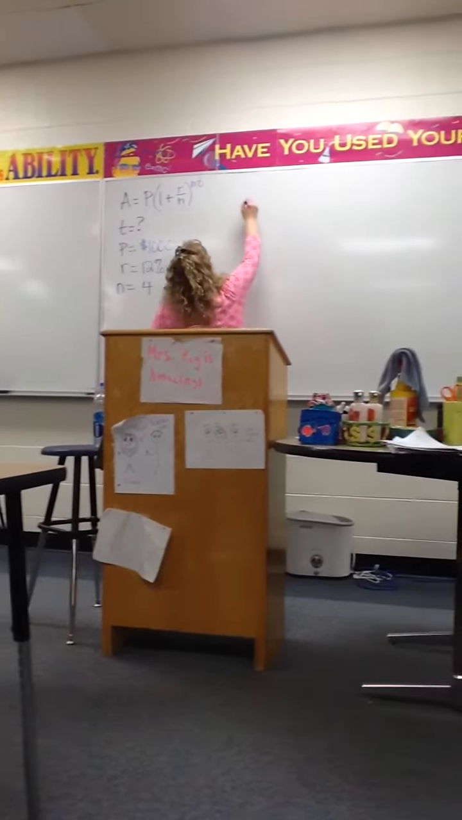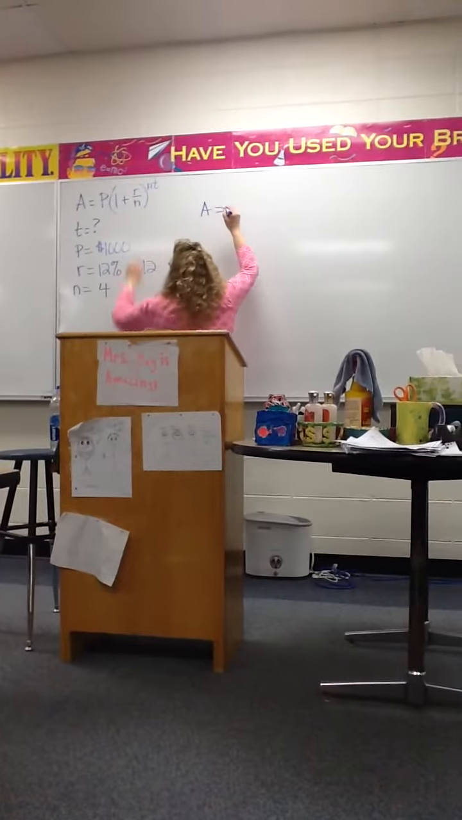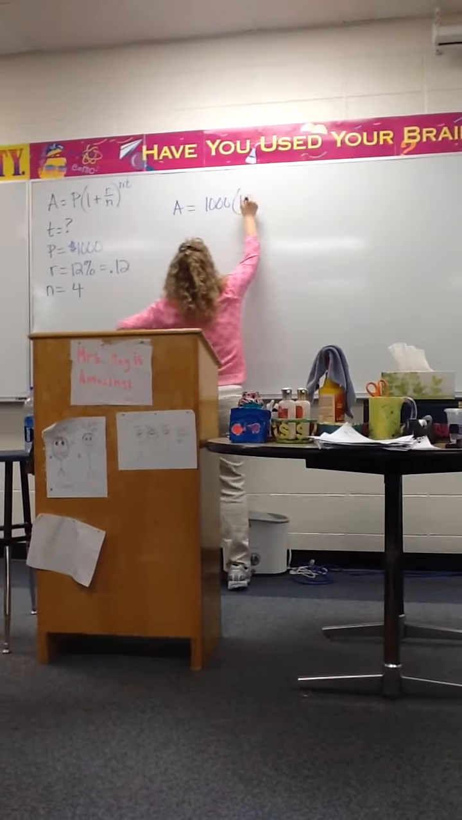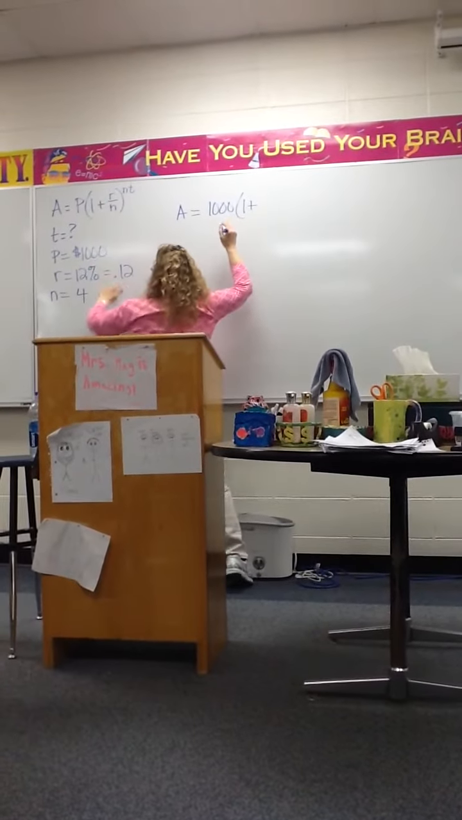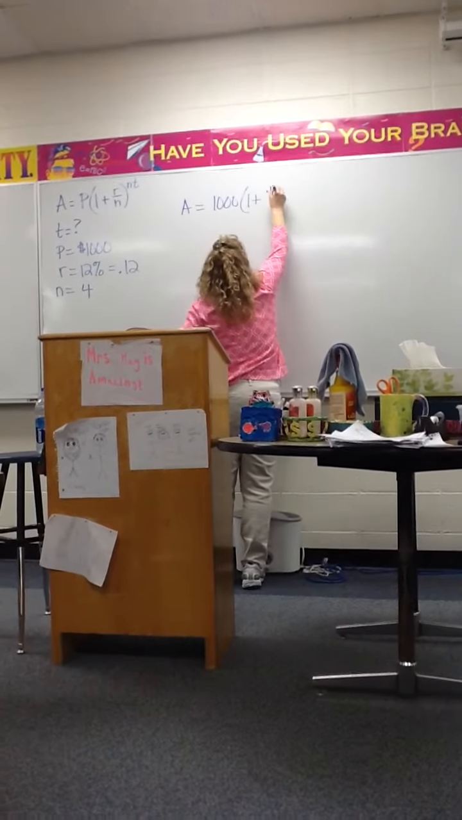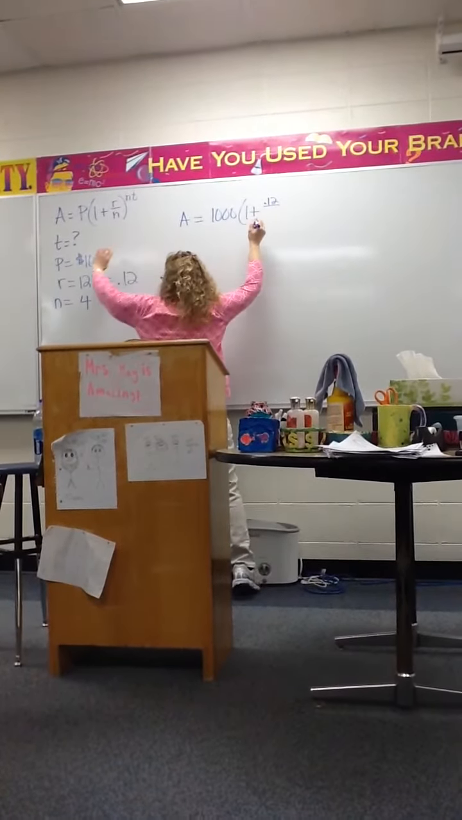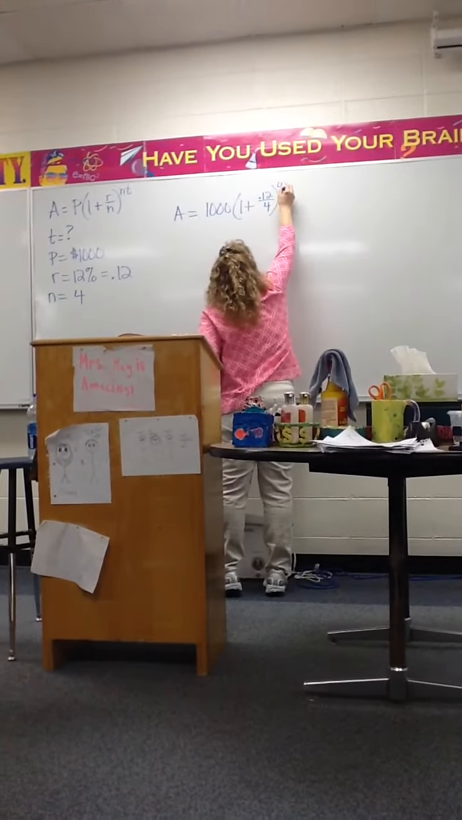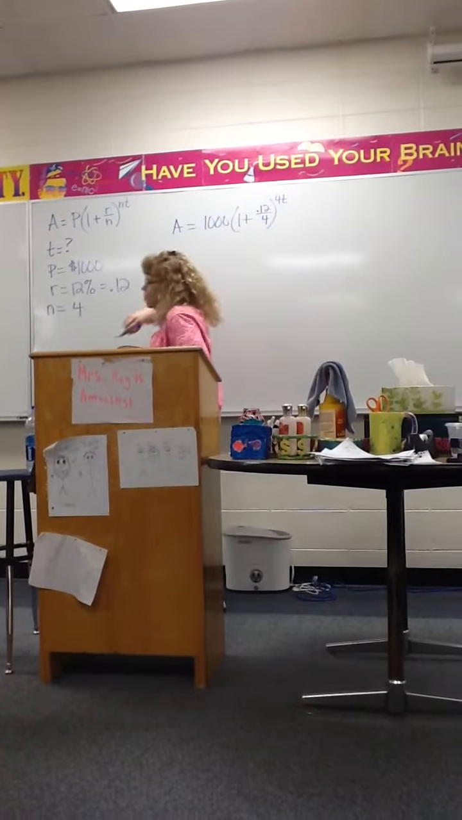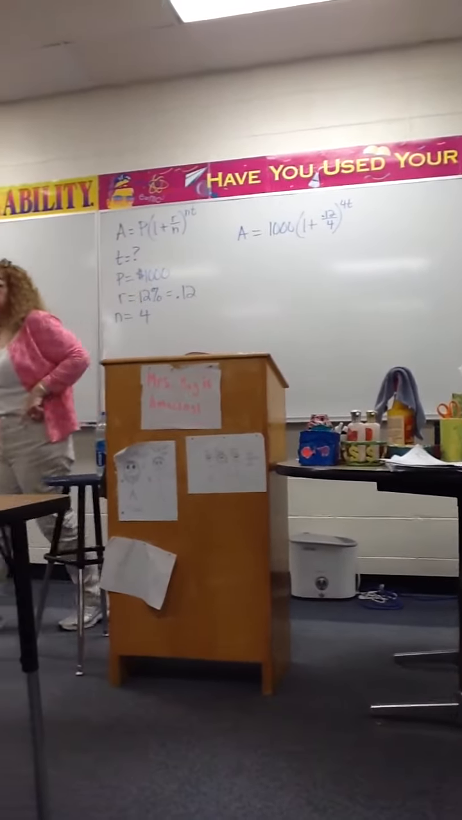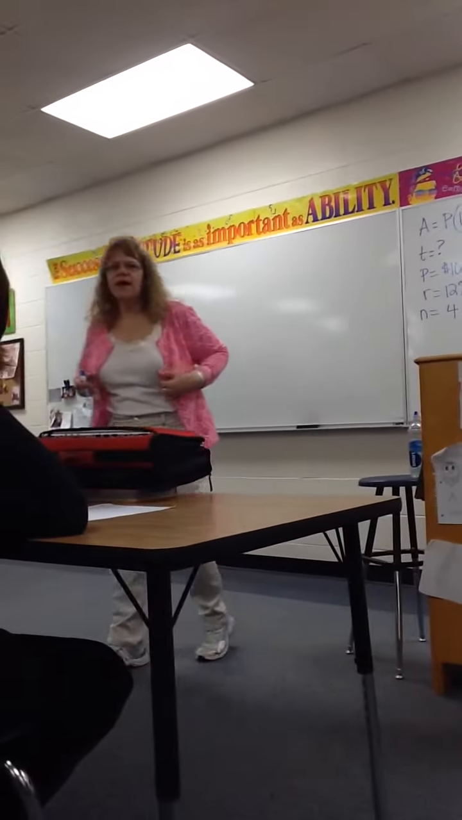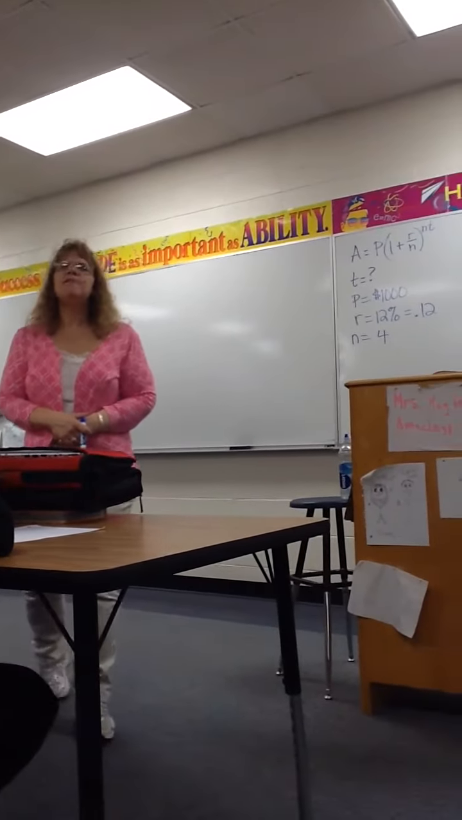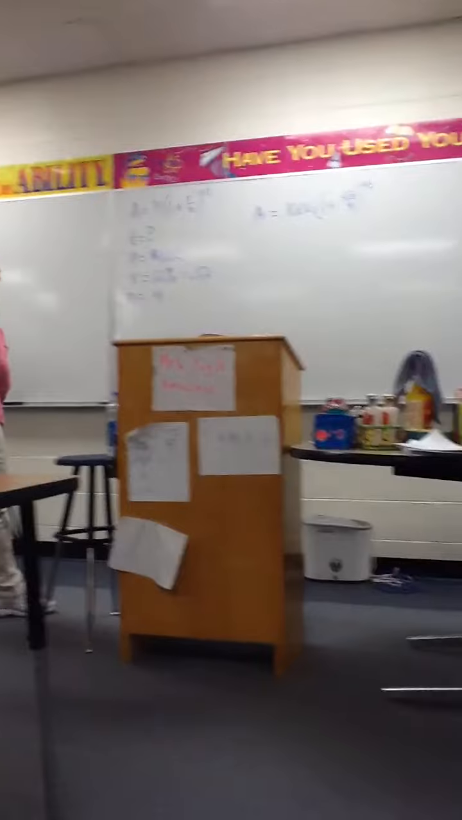A, we don't know what A is. We do know what P is, that's 1,000. 1 plus, what's r? 0.12 over n. What's n? All raised to the nt. T is what we're looking for. What's the problem with that equation? You have 2 variables. We can't solve if there's 2 variables.